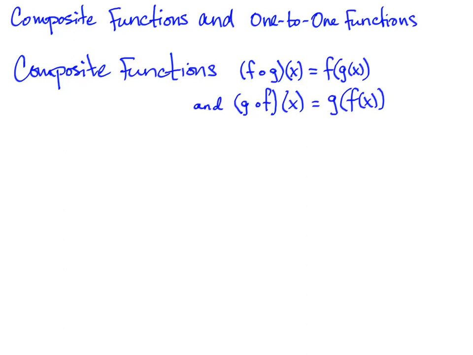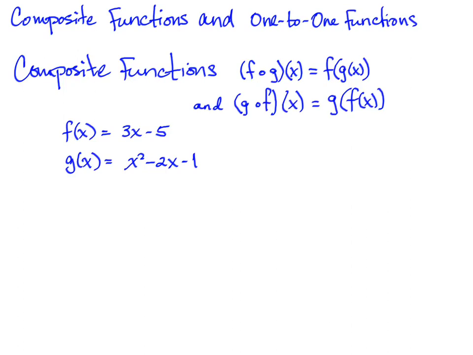So let's look at a quick example. Suppose our f of x is 3x minus 5. So it's a rule that says take your input, multiply it by 3, then subtract 5 from that. Suppose g of x is the function that says x squared minus 2x minus 1. So take your input and square it, then subtract 2 times that input, and then subtract 1 from that.